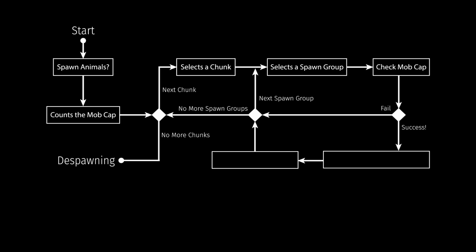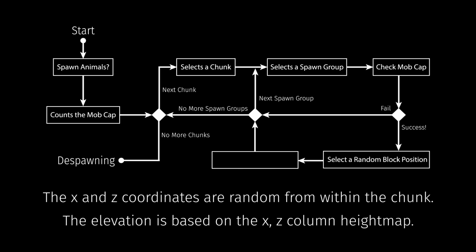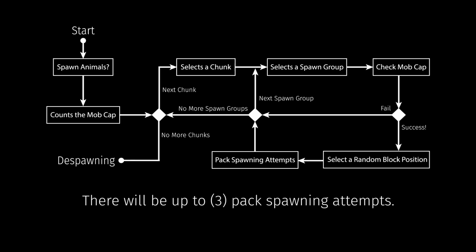Then we get into the actual attempt. For each chunk, the game selects one random position to originate its spawn attempts from. The X and Z coordinates are both completely random from within the chunk. The elevation selection is based on a concept called a height map. A random elevation is selected below and including the height map plus 1 to select the Y coordinate. We will get into this more in a little bit. Once the position has been selected, the game will attempt up to 3 pack spawning attempts for that position.